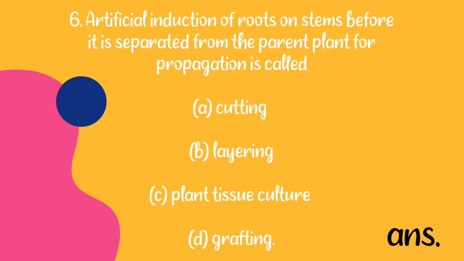6th. Artificial induction of roots on stems before it is separated from the parent plant for propagation is called A. Cutting. B. Layering. C. Plant tissue culture. D. Grafting.